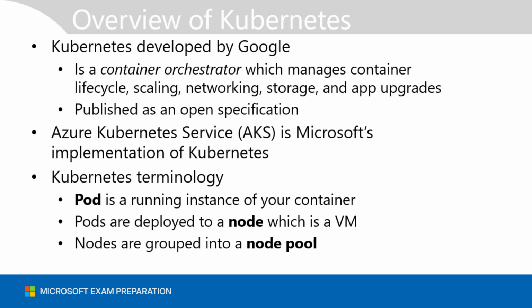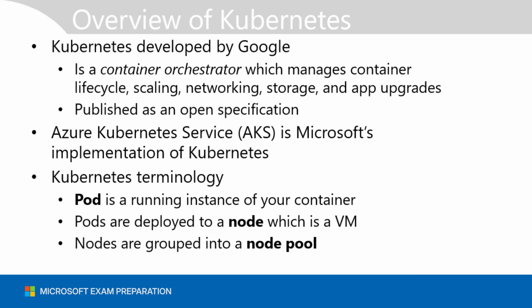Some of the terms you'd see is the word pod. So pod is the Kubernetes term for a running instance of your container. So whereas Docker talks about containers, Kubernetes talks about pods. Pods are deployed to a node. Well, a node is a VM. So that's a nice place you can hang that concept in your head. So you can have multiple pods deployed to a node. And the nodes are grouped into a node pool, much like you would, if you create a load balancer, you'd have a back-end pool that contained a set of VMs.